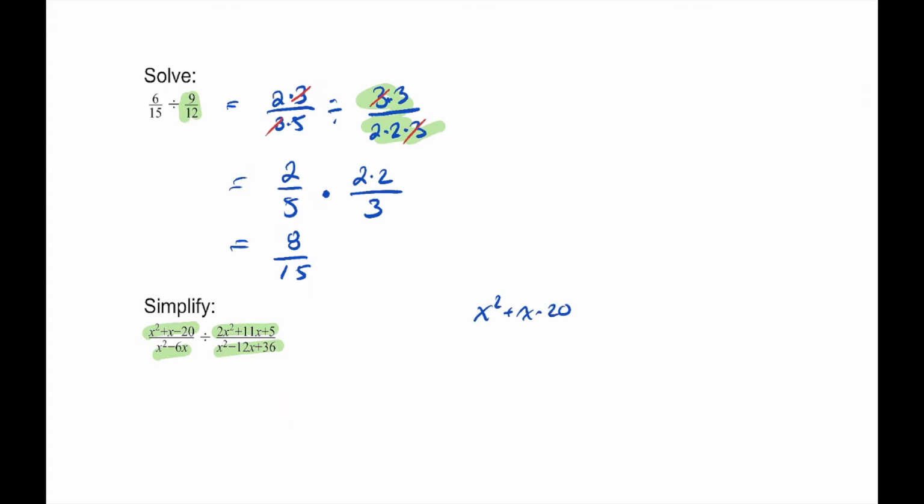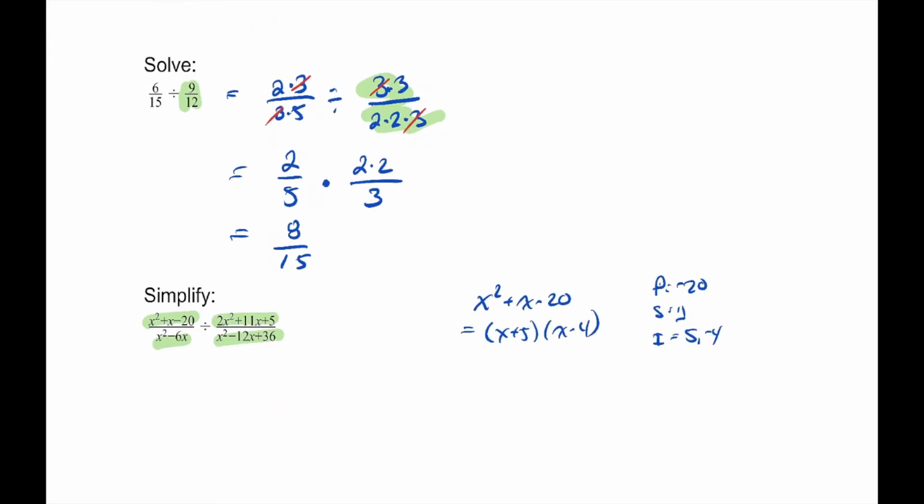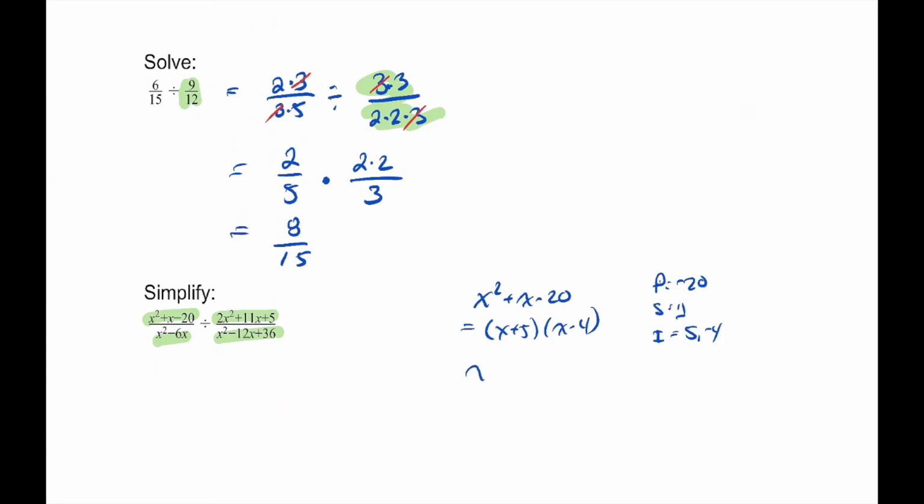So there I can see my two integers, the product is -20. The sum is 1. So my integers are going to be 5 and -4. So this is going to factor to x plus 5, x minus 4. I'm going to do the other ones a little bit more quickly. x squared minus 6x. Well, this is going to common factor out just an x, so I get x minus 6.